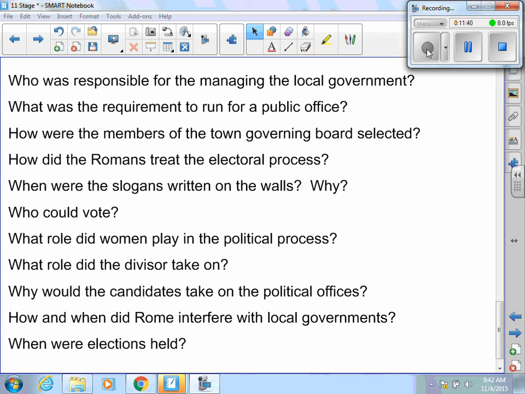When were the slogans written on the walls? They did this at night for the most part. Why? Because the scripters didn't want to get beat up by the opposing candidates or their supporters. It was safer for them to write at night.